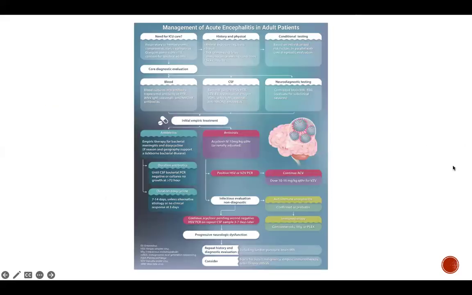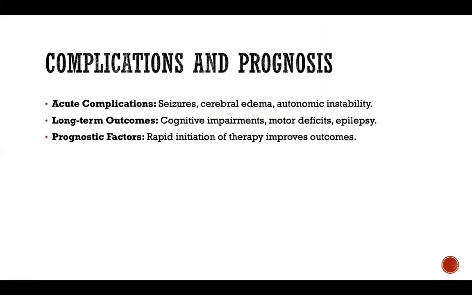This is just a chart with what we talked about earlier. So, complications and prognosis. Acute complications include seizures, cerebral edema, and autonomic instability. Long-term outcomes, patients can have cognitive impairments, motor deficits, epilepsy, and we noticed that rapid initiation of therapy leads to improved outcomes. So the earlier we can get a diagnosis and start treatment, patients have better outcomes long term.